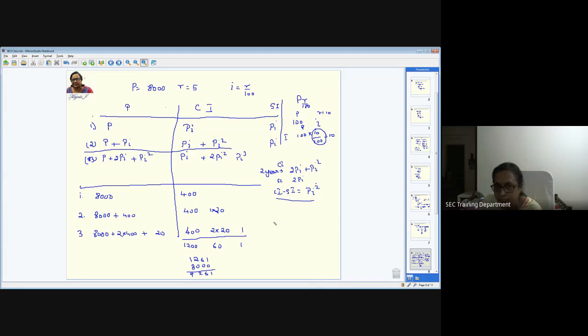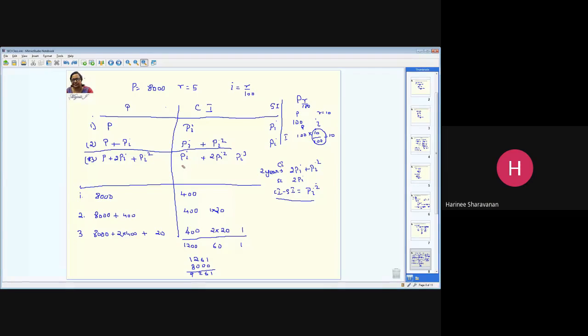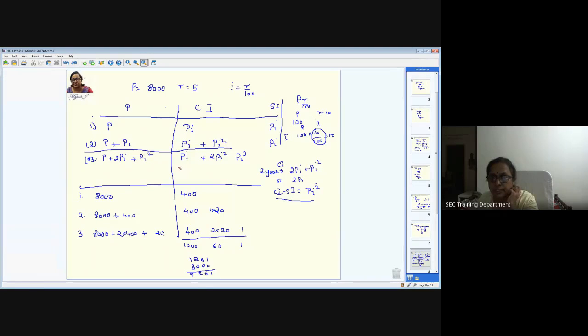Now when you go for 3 years difference, now you remove this line. I don't need this line. So you just tell me for 3 years what will be the difference. Calculate and tell me. Tell me for 3 years.